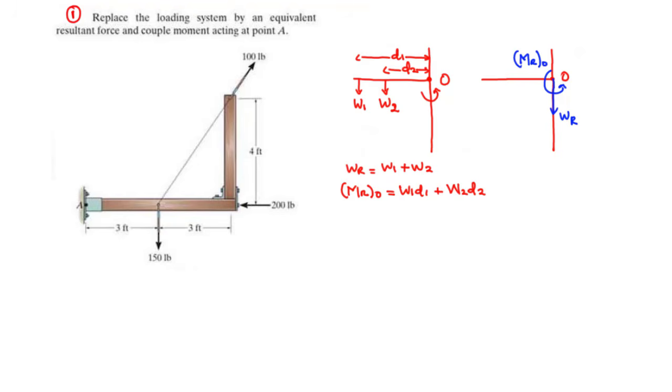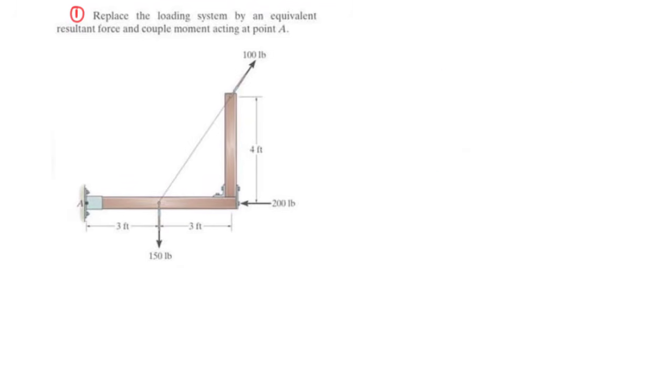Now, in this lesson, we are going to solve 3 examples. This happens to be our first example. Let's try to solve this example. So for question 1, replace the loading system by an equivalent resultant force and couple moment acting at point A. So let's try to solve this together.